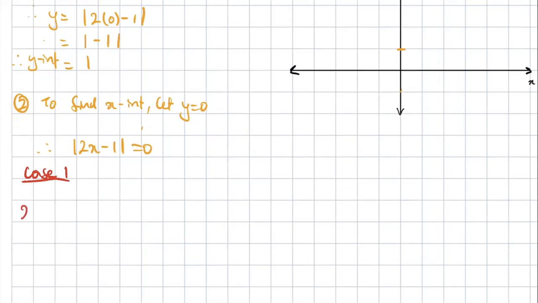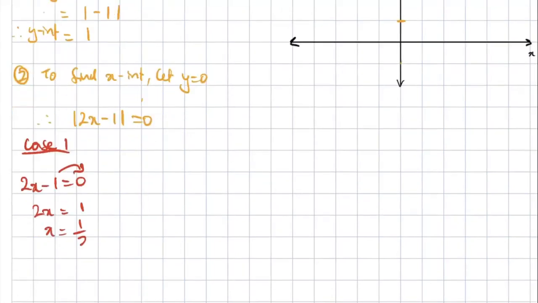So case 1, we solve 2x minus 1 is equal to 0. Add 1 to the other side, we have 2x is equal to 1. Divide by 2, we have x is equal to a half. Remember how I mentioned to you before it hadn't been moved a full 1 unit across, it had only been moved a half.